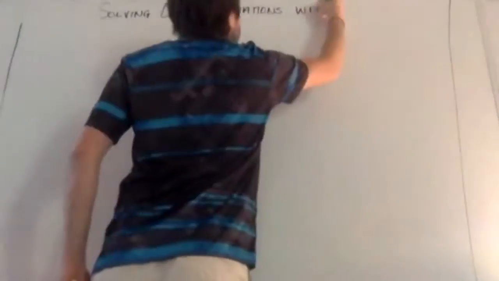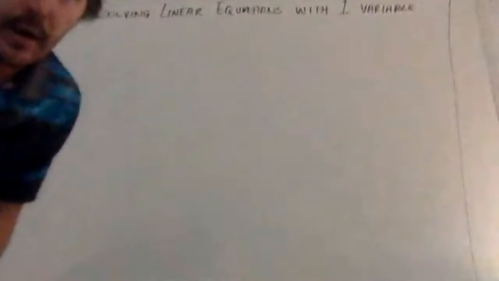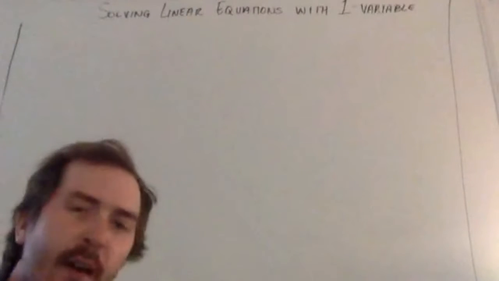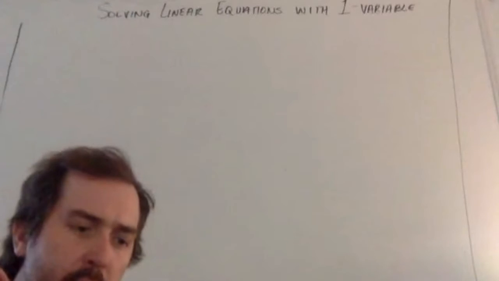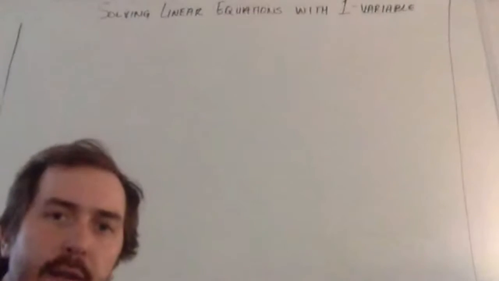All right, today we're going to review solving linear equations that involve one variable. So, a linear equation means that we do not have any exponents in our equation. It is just regular numbers and regular variables throughout the entire equation.